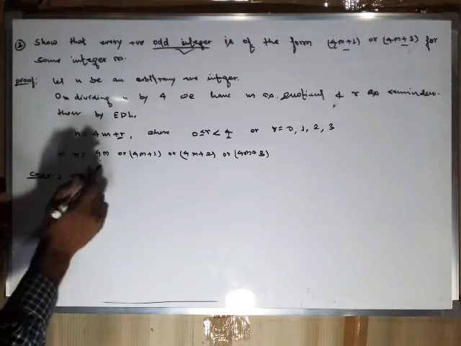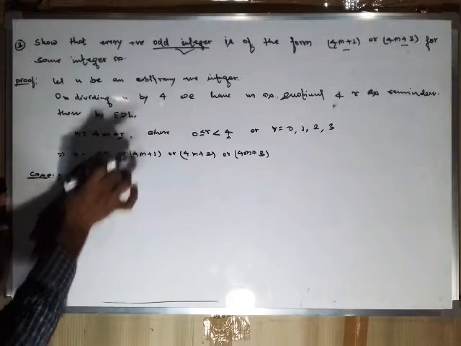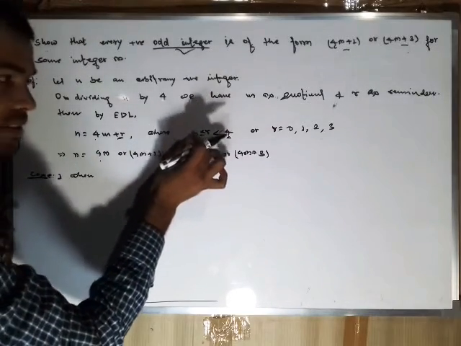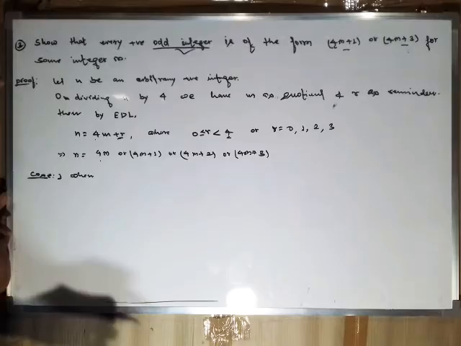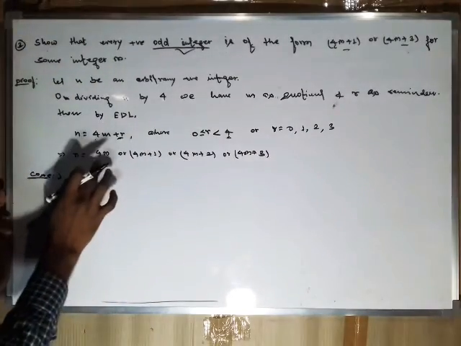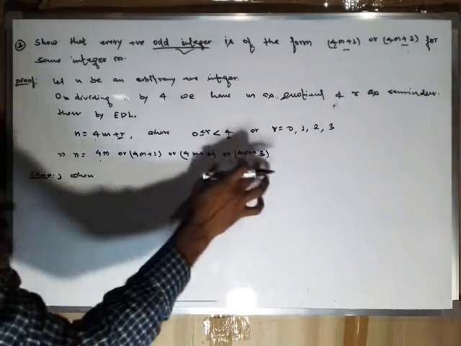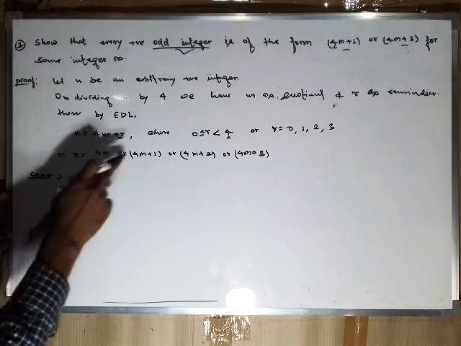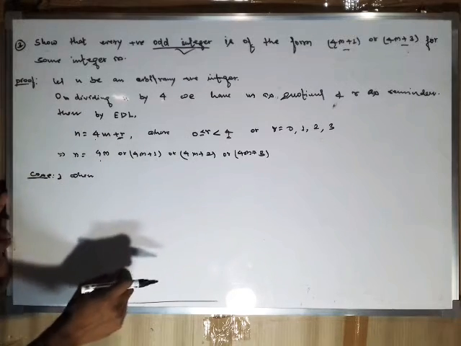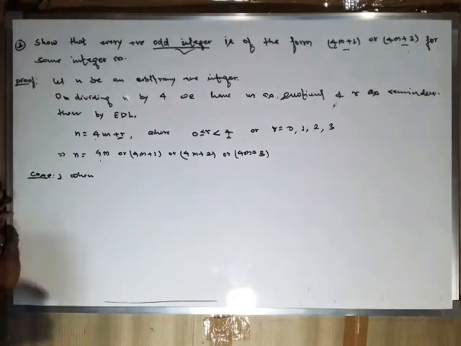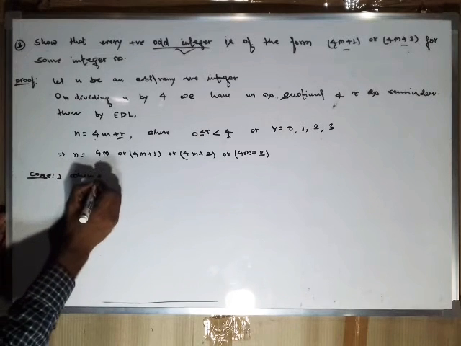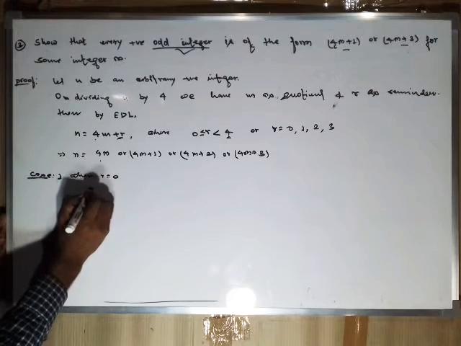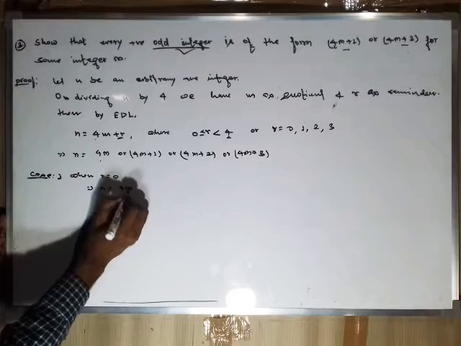So we are here n equal to 4m plus r, where r is greater than or equal to 0 but less than 4. 4 cases are here. 4m, 4m plus 1, 4m plus 2 and 4m plus 3. 0 for 4m and 1 for 4m plus 1 and 2 for 4m plus 2 and 3 for 4m plus 3. Now case first, when r is equal to 0, this implies that n is equal to 4m.